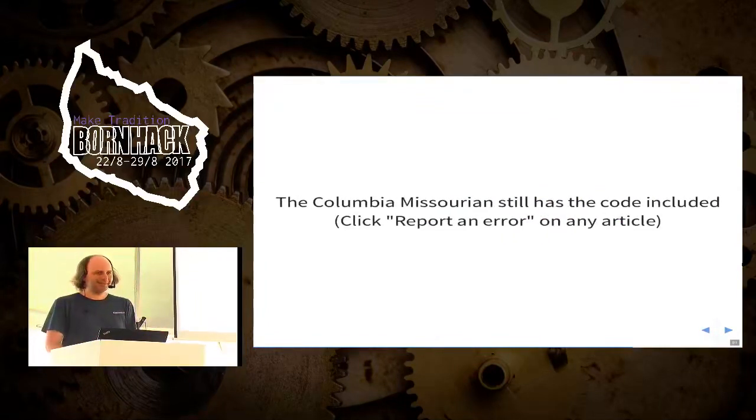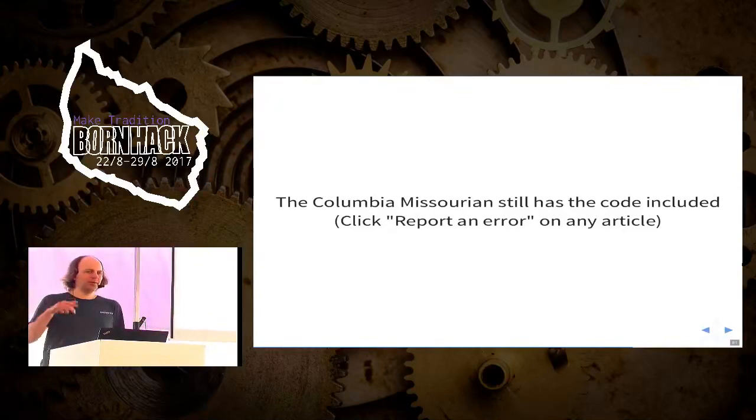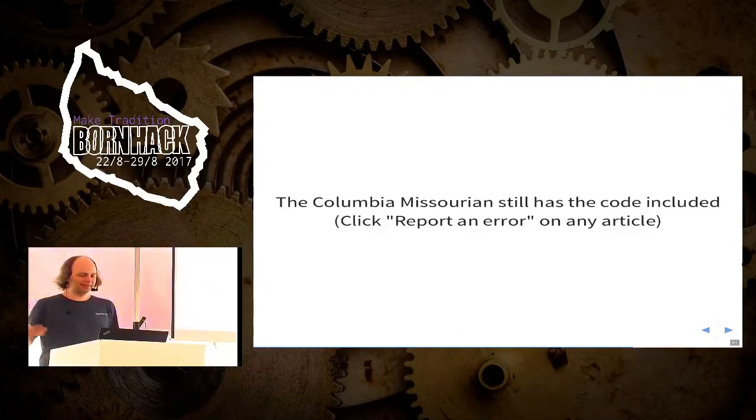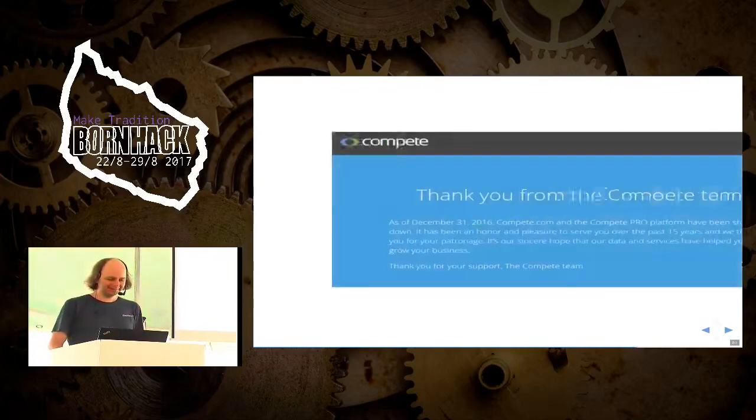There's another newspaper, the Columbia Missourian, and you can just Google their webpage, and if you go on any of their articles, they have a link, report an error below, and if you click on that, you can still see what I did to them. Because that's now been several weeks, I have increased the annoyance level a bit. I have now added some sound.